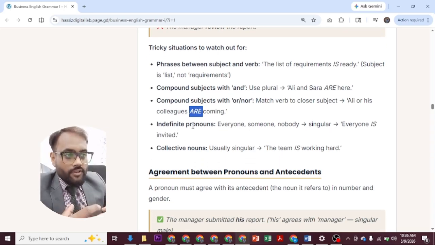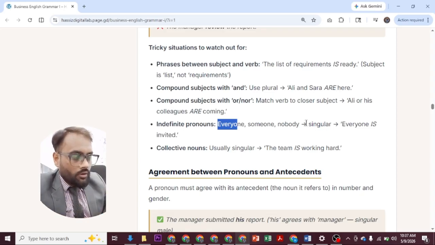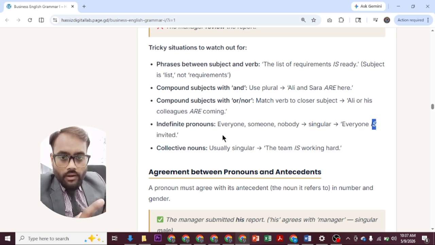What is an indefinite pronoun? Like everyone, someone, nobody. These are indefinite pronouns, and they are all singular. If we use "everyone", for that we have to use "is" over here. "Is invited"; "are invited" is not the proper sentence, because "everyone" is singular, and it is an indefinite pronoun.